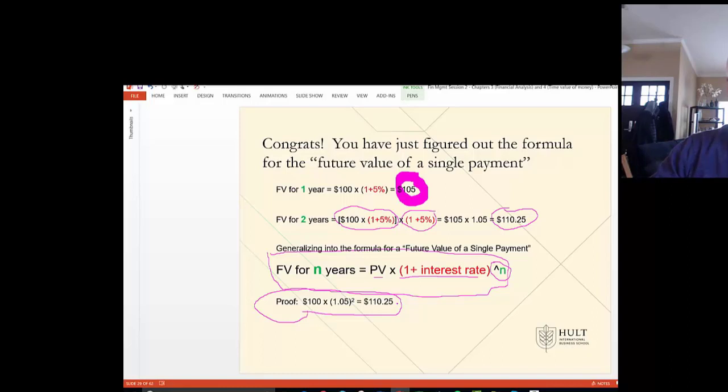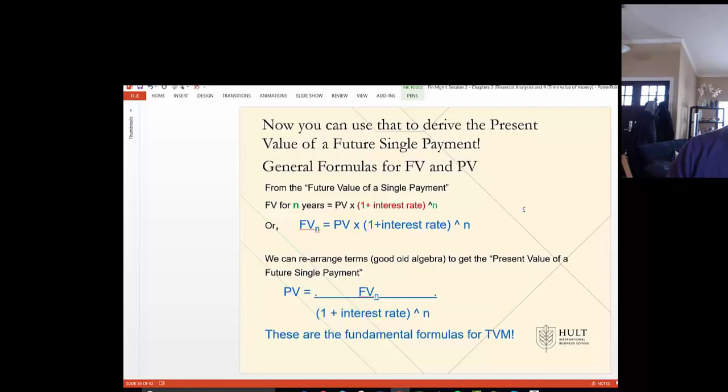In this case specifically, you'd be indifferent taking $100 today or $110.25 if your sole objective were 5%. All right, so let's try the next one.